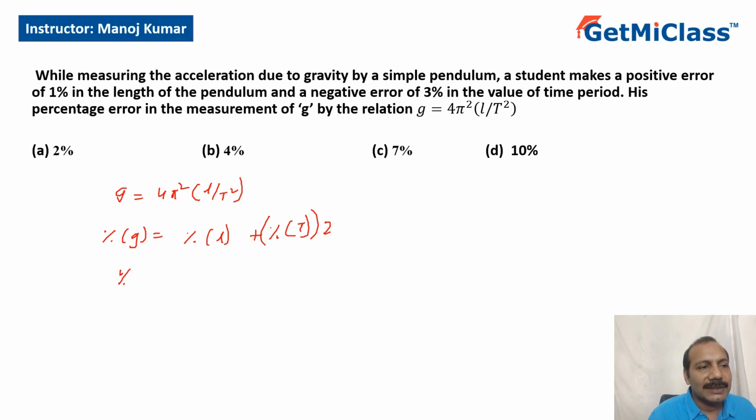So I can write percentage error in g equal to percentage error in L, which is how much? 1%, plus 2 times percentage error in T, which is 2 times 3. So that will give me 7%. So the answer for this question is 7%.